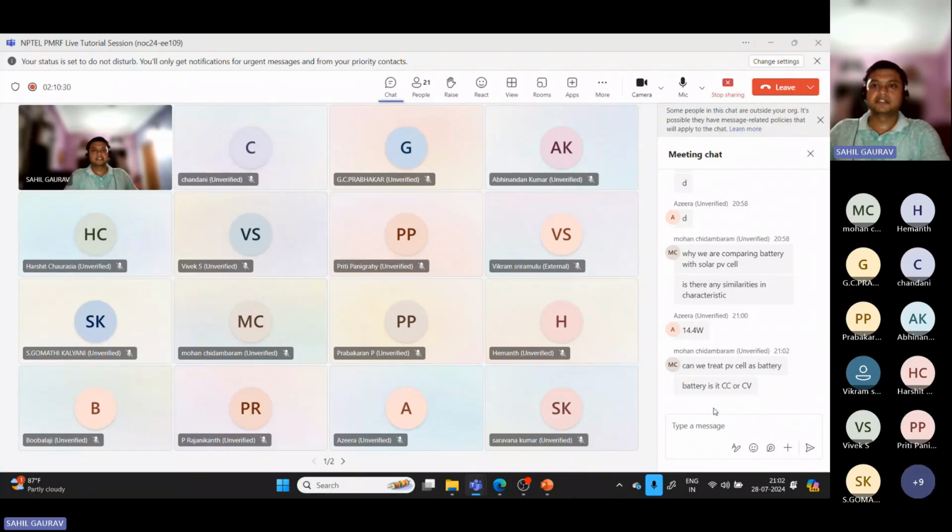Battery, is it CC or CV? Constant. These are charging modes. I don't think you can treat this as battery.